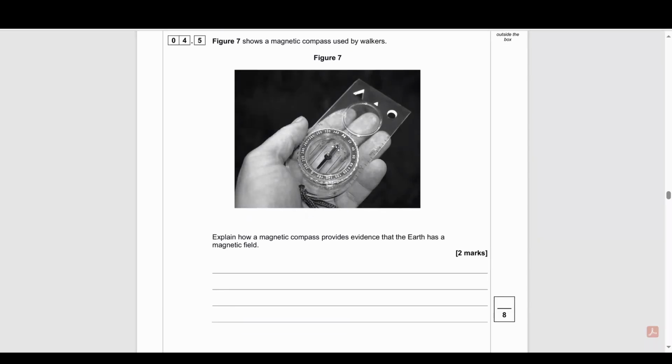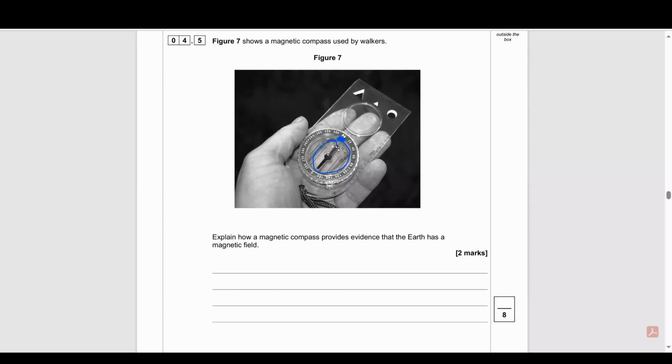Question 4.5. Figure 7 shows a magnetic compass used by walkers. Explain how a magnetic compass provides evidence that the Earth has a magnetic field. Well, if we look carefully at this compass, the compass has a needle. The needle is facing the north pole on the compass. What does that mean? That means that the compass needle is attracted to something.